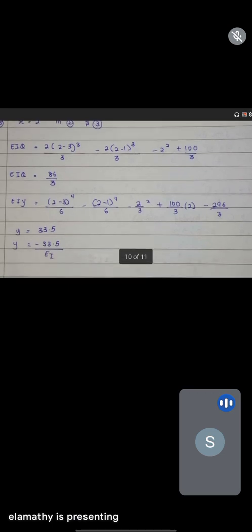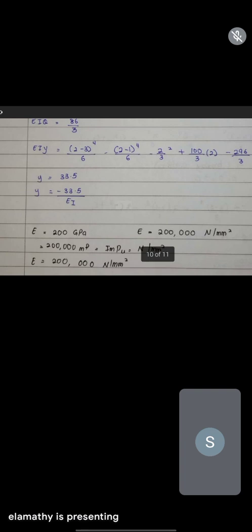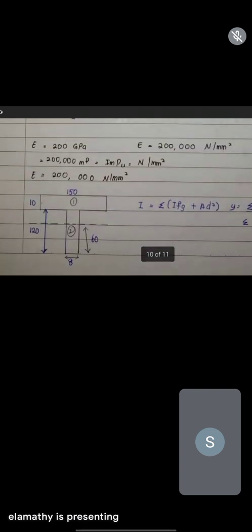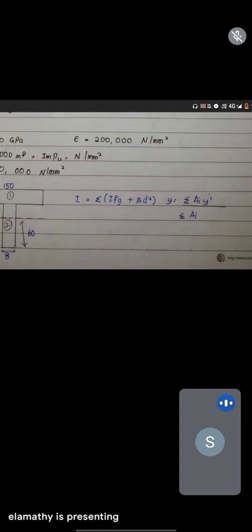Then you have another equation and you have to simplify it. So y equals negative 33.5 over EI. So E equals 200,000 N/mm². And this will be the diagram. And in the equation, the formula is on the right hand side.